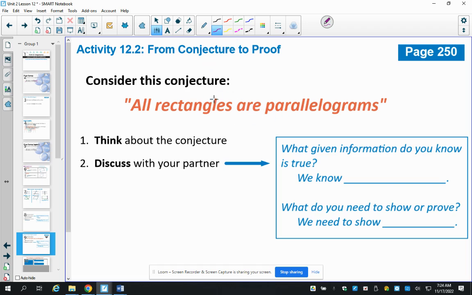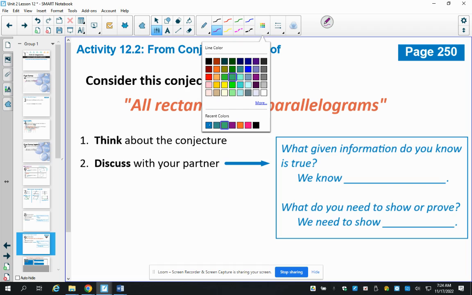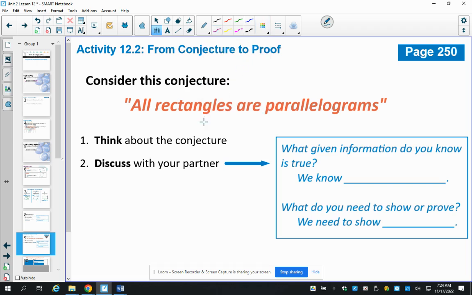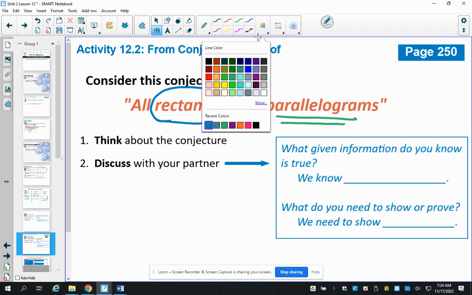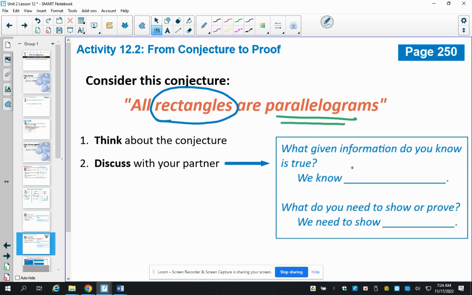So first, I want you to think about what is the information that we know and what are we trying to prove? So what we know is that we have a rectangle. So this is what's known. And then this is what we're trying to prove, that when it's a rectangle, it's also a parallelogram. So then we're going to kind of break down what do we know about rectangles. Okay, so rectangles, we know that the 4 angles equal 90.